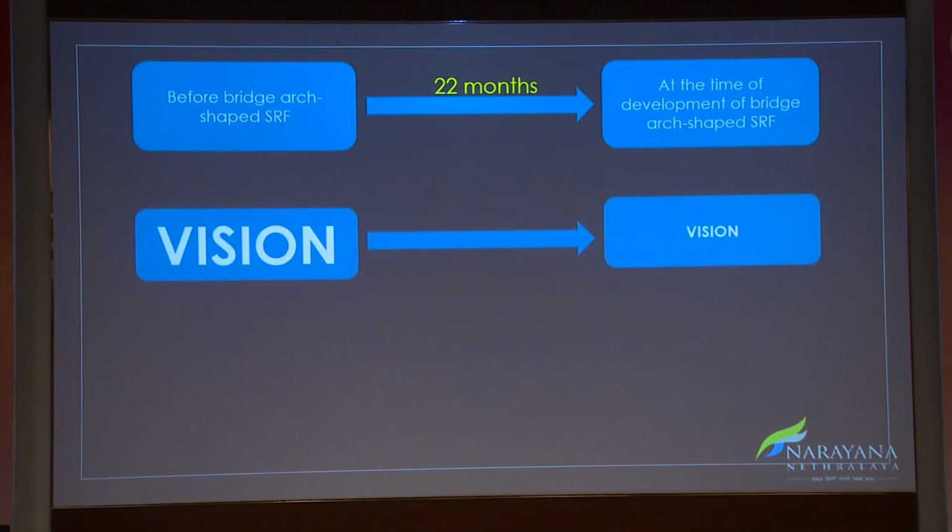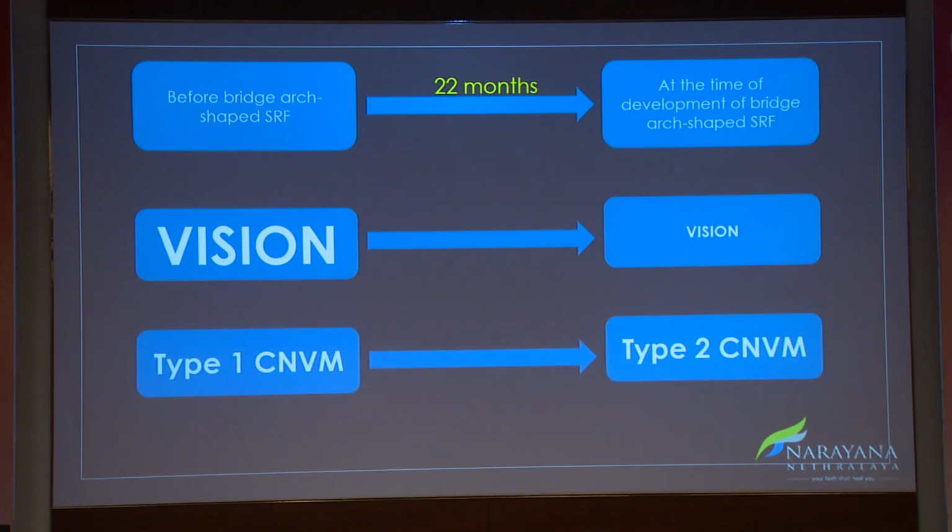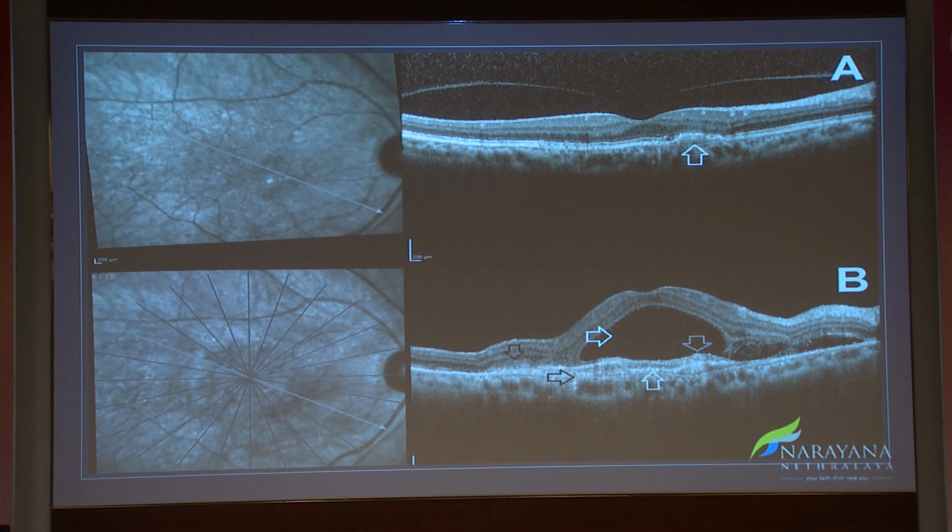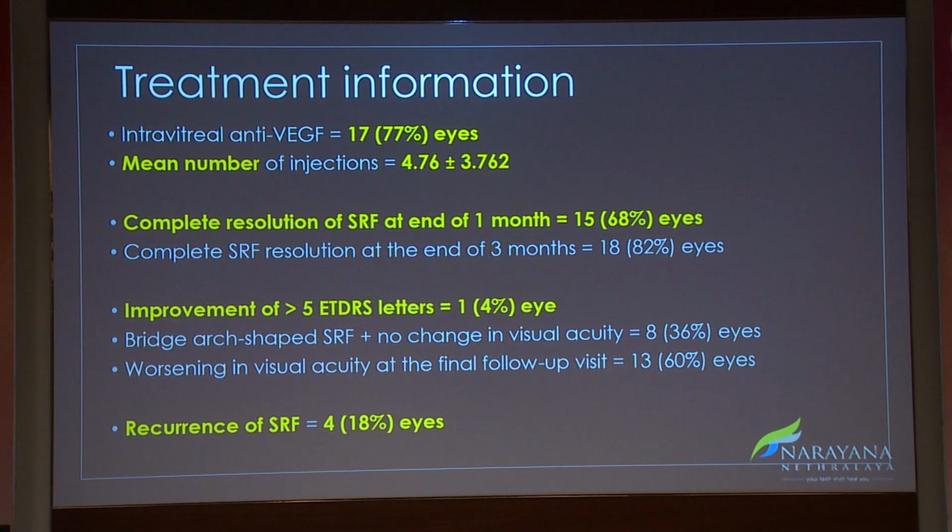Also, the vision had dropped from 53 letters to 30 letters, and there was a conversion of type 1 CNVM to type 2 CNVM. So in a case series, we found that at a gap of 15 months, the type 1 CNVM in picture A had changed to type 2 CNVM with the arc-shaped SRF with adhesion complexes.